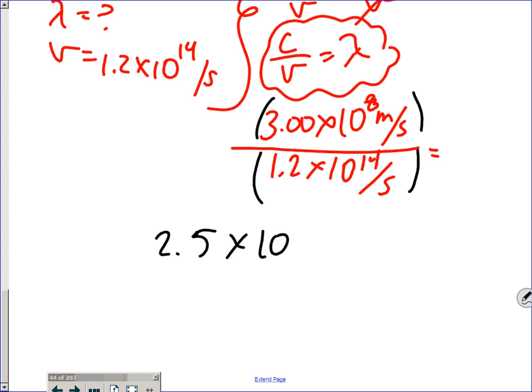When exponents are divided, what are you supposed to do with them? Subtract. 8 minus 14 is -6, right? So you already know you should have a negative exponent because this is a bigger number. Number logic, and then assess your answer.